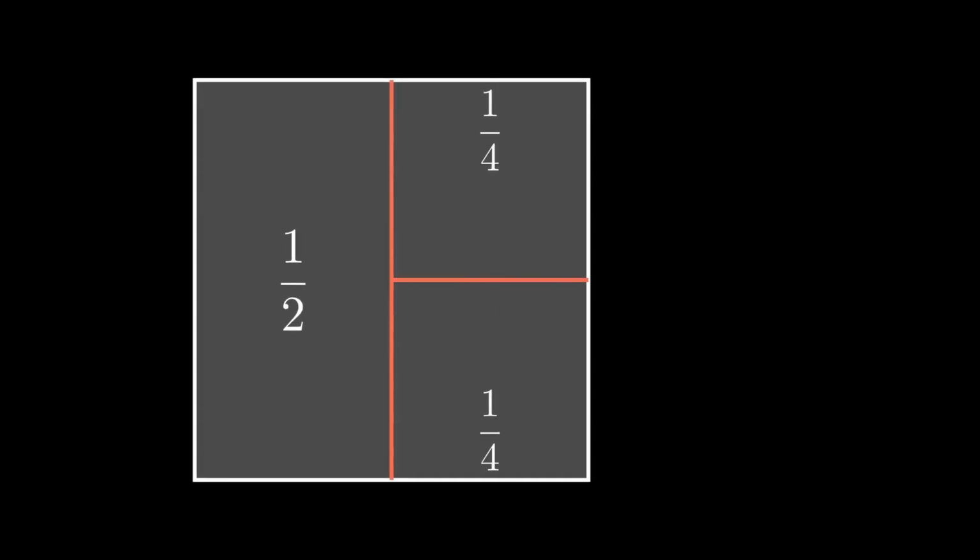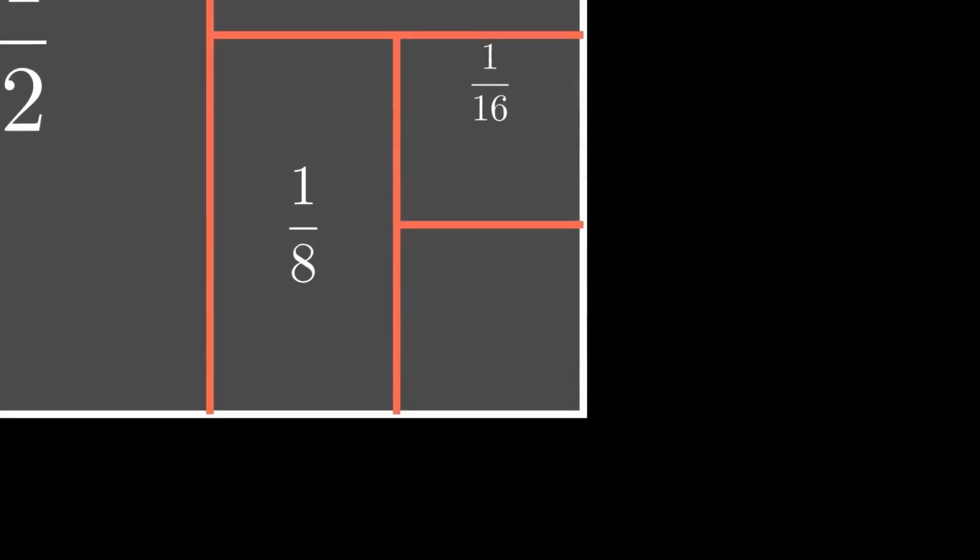Consider a unit square divided into two halves. We have 1 by 2 area each. Now go to the right hand half and divide it again. Now we have 1 by 4. Do it again, we have 1 by 8. Do it again, we have 1 by 16. I think you see the pattern.